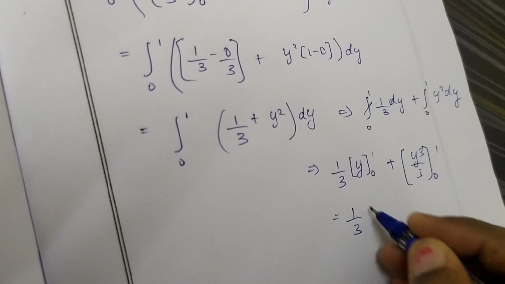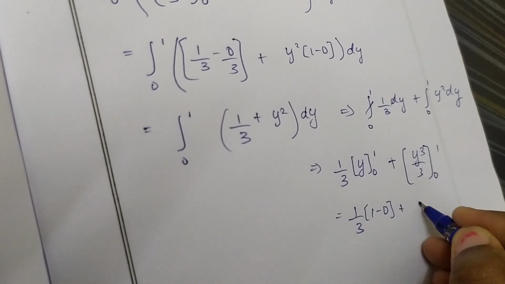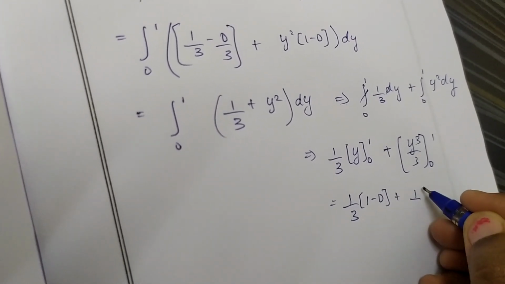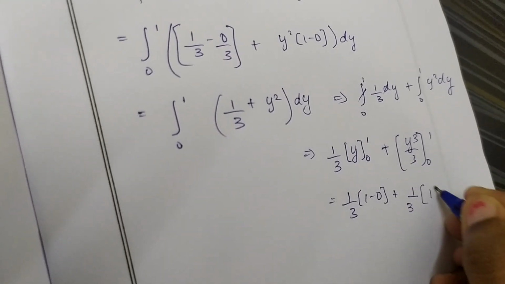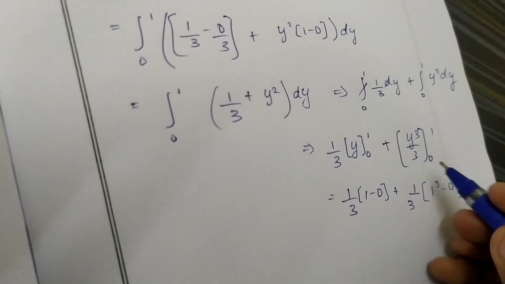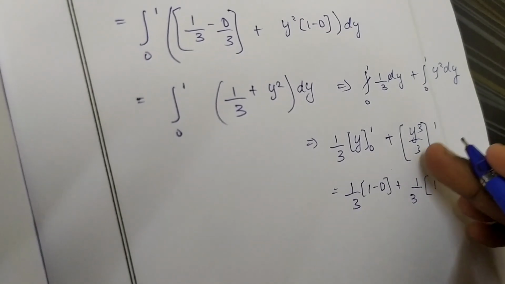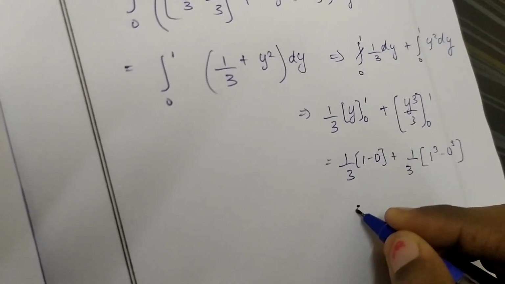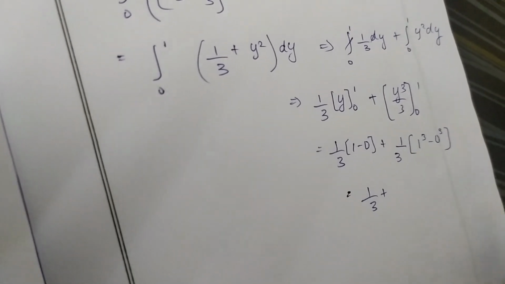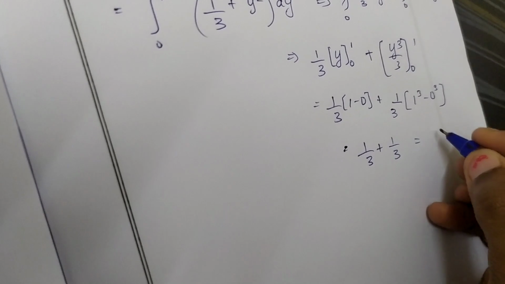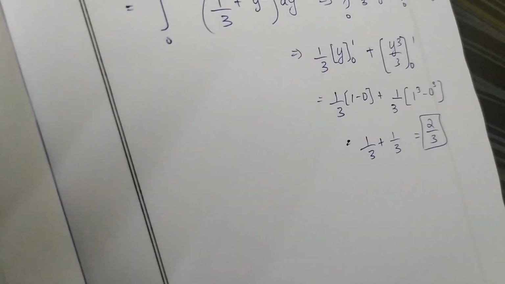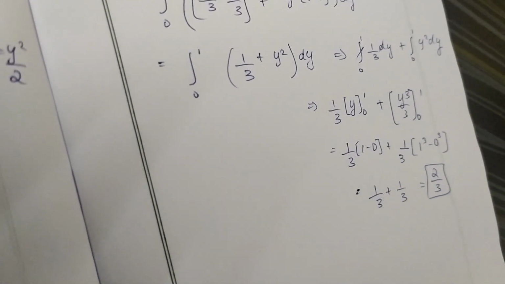What you have to do is 1 by 3 into 1 minus 0, plus, I am keeping this 1 by 3 outside, it will be 1 cube minus 0 cube. Understood? So you will get 1 by 3 plus, 1 cube value is 1, right? So 1 by 3 plus 1 by 3, the denominators are the same, so you add the numerators. You will get 2 by 3. Understood? So this is the answer.